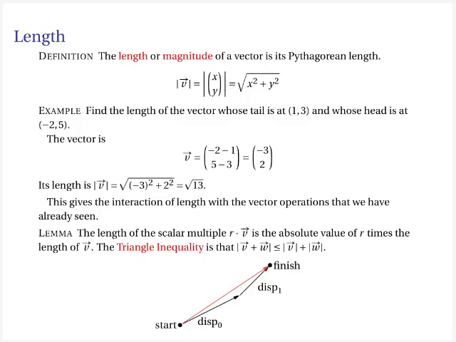The triangle inequality is the most familiar interaction between length and vector operations. That is to say, if you take the sum of two vectors and then find its length, that will be less than or equal to finding the length of the first and then adding the length of the second. The picture shows exactly what's happening: the sum of the two vectors, going straight from the start to the finish, is less than or equal to going around. That's called the triangle inequality because it makes a triangle.